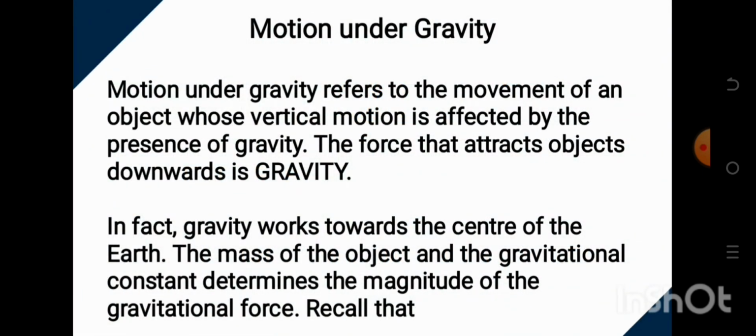Now, what do we understand? What are we talking about when we say motion under gravity? Motion under gravity refers to the movement of an object whose vertical motion is affected by the presence of gravity. The force that attracts objects downward is gravity. If I throw any object upward, it is going to come downward. So the vertical movement of an object, moving up and then coming down, is as a result of a force called the force of gravity, because the force of gravity pulls every object towards the center of the earth.